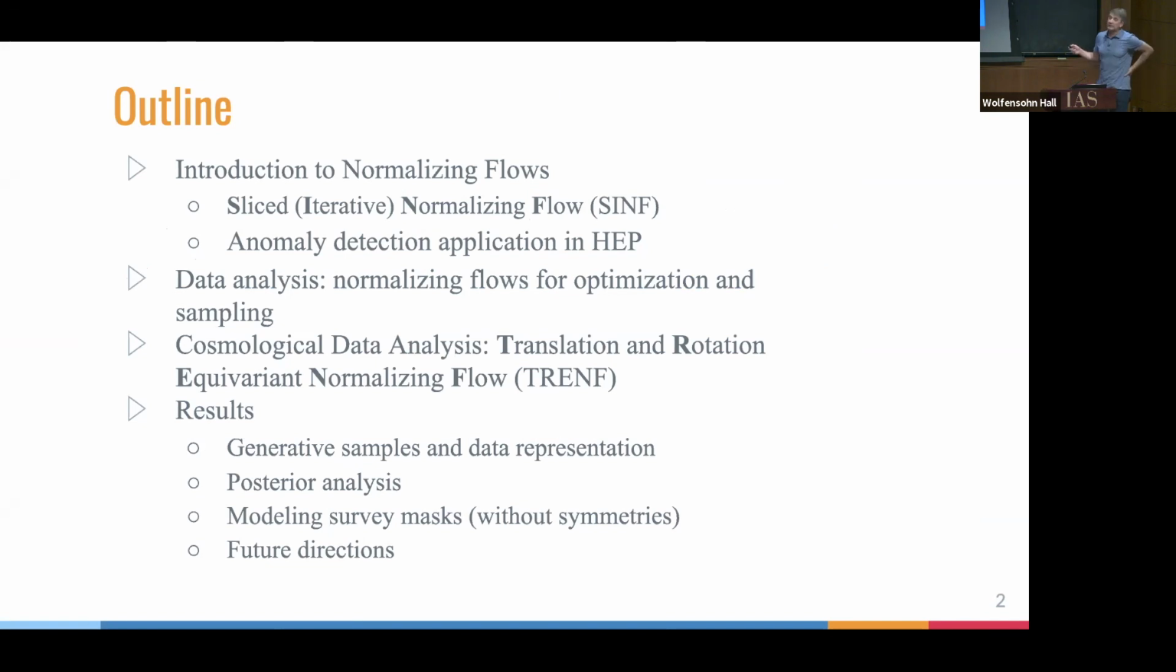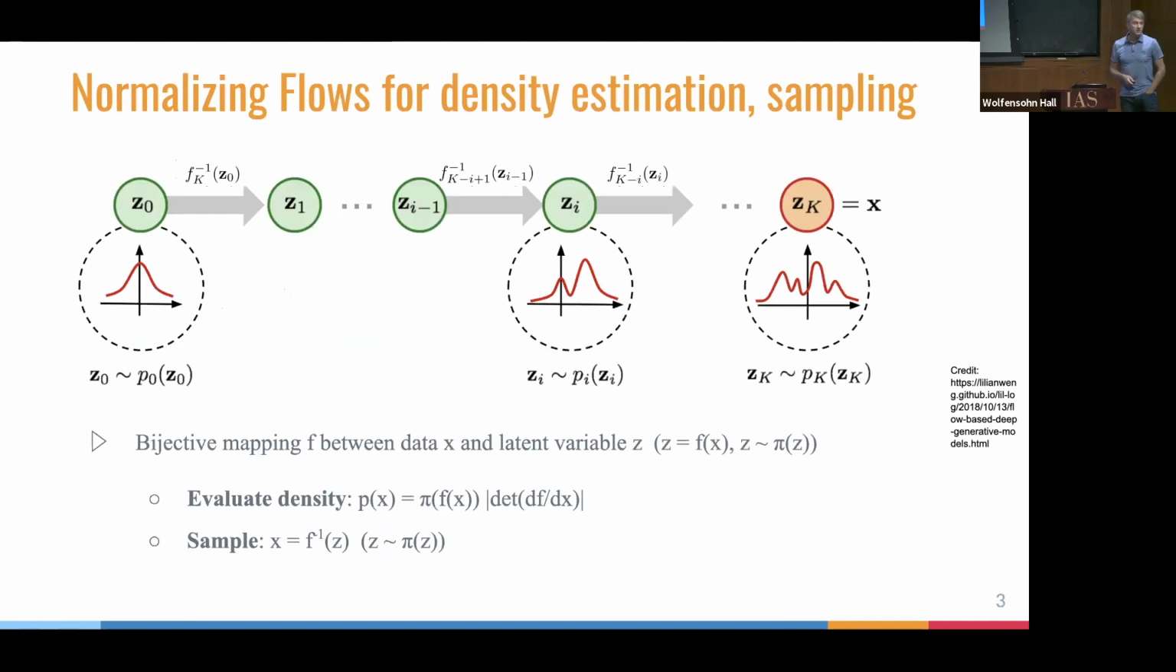Okay, so here's my outline. I thought I'll give an overview of these objects called normalizing flows, which are used to model probability distributions and which actually have a lot of different uses, both in data analysis and specifically in cosmology, and that's what I'll be talking about. So let me start first by saying what is a normalizing flow.